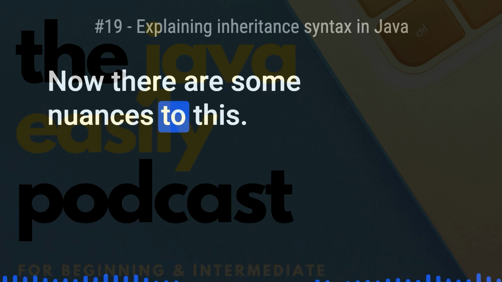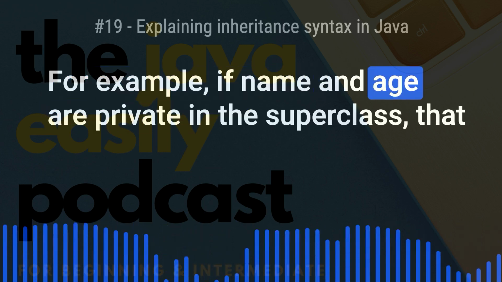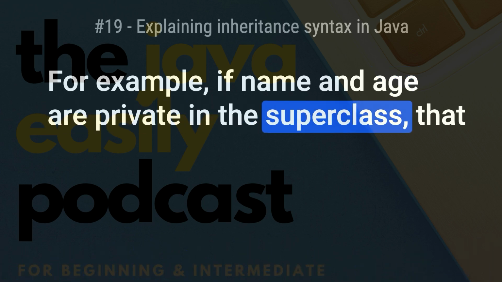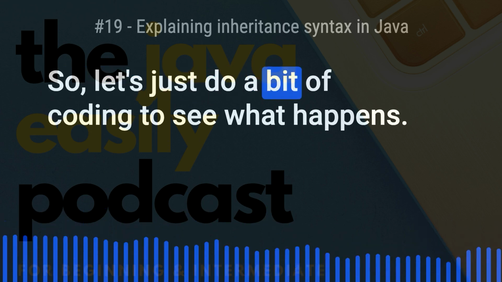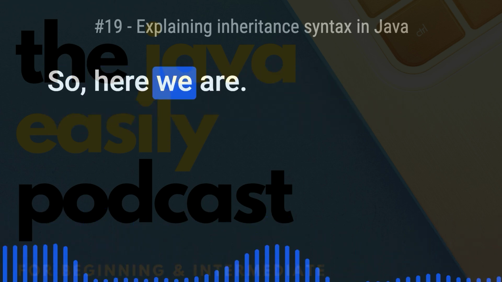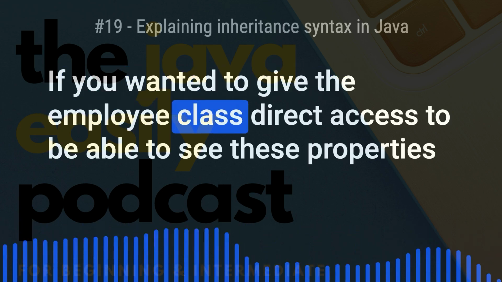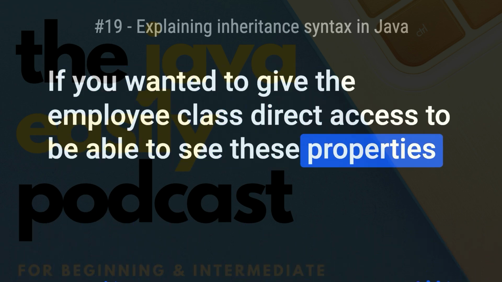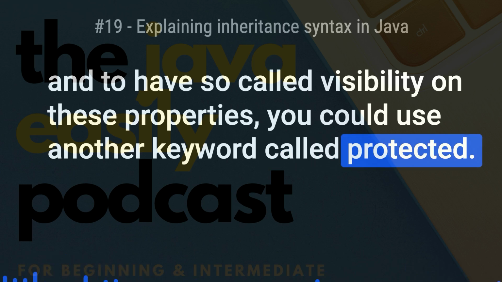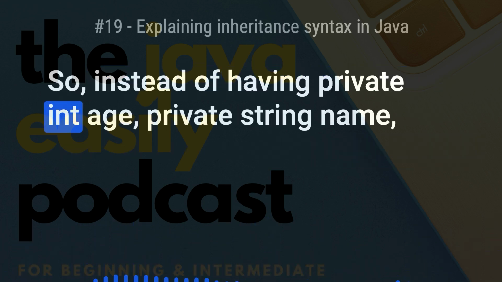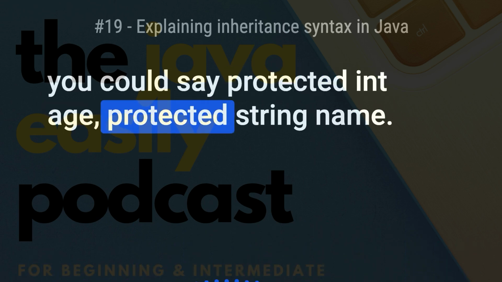Now, there are some nuances to this. For example, if name and age are private in the superclass, that is in the person class, then the employee subclass won't be able to see these properties. And that's because they're private. Now, if you wanted to give the employee class direct access to be able to see these properties and to have so-called visibility on these properties, you could use another keyword called protected. So instead of having private int age, private String name, you could say protected int age, protected String name.